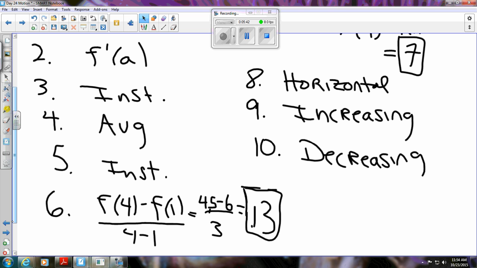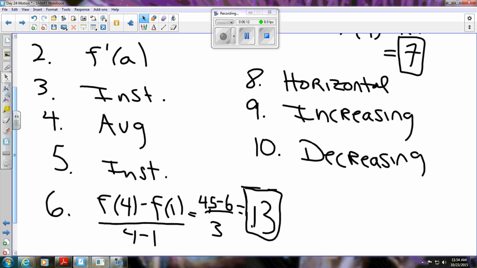Then you got down to 6 and you actually got to use a real function. You had to get the slope because they asked you for the average rate of change. So you had to get f of 4, which is 45, subtract f of 1, which turned out to be 6, and divide it by 4 minus 1. So we're just using the average rate of change slope formula, and that was 13. Let me get that one right? Oh, good. Okay.